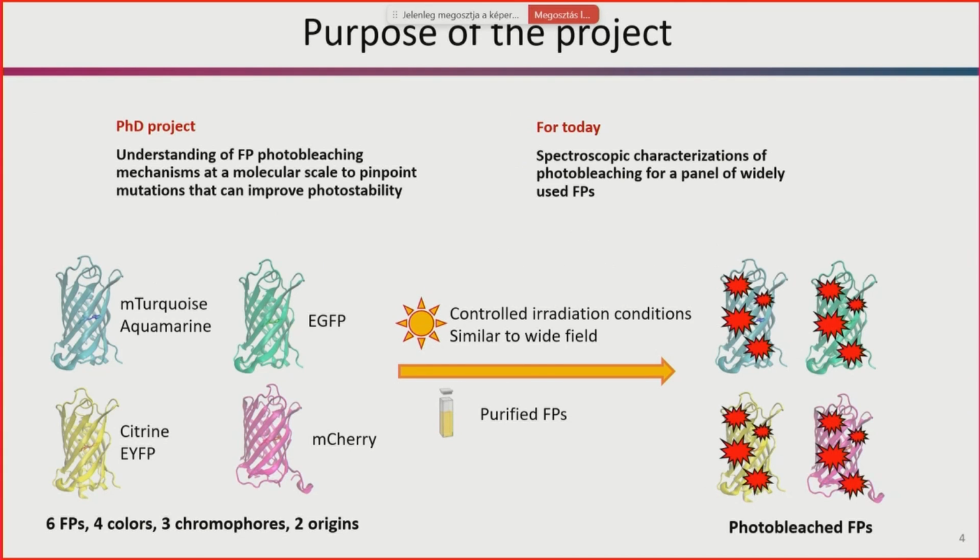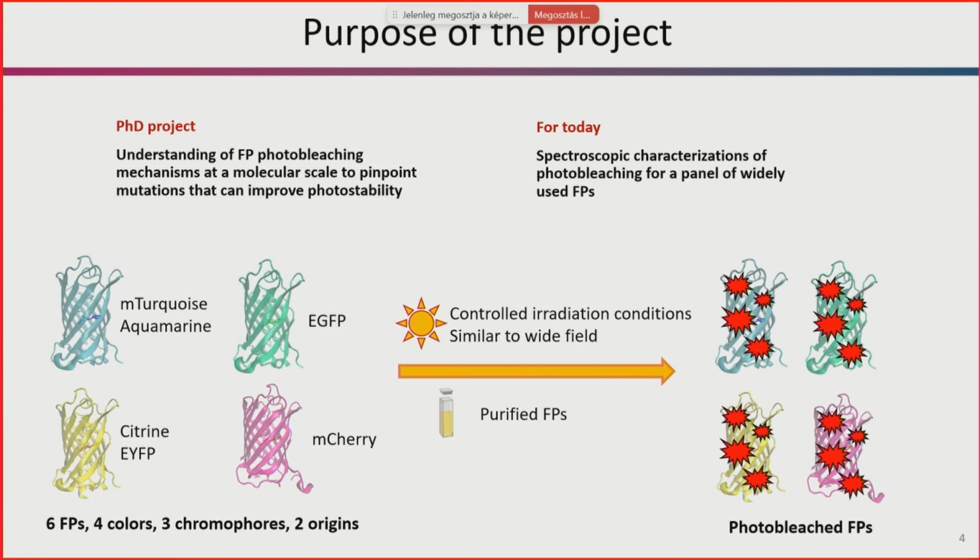And that's why my PhD project is to better understand the photochemical reactions that are involved in photobleaching, to pinpoint some residues that are particularly involved in the reactions and which we could mutate to make more photostable mutants. So for today, I will just talk about a little part of this project, which is just a spectroscopic overview of what happens when we bleach a large panel of fluorescent proteins.